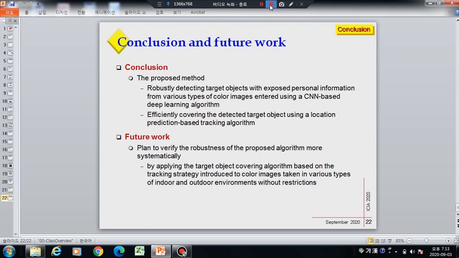In the future, I plan to verify the robustness of the proposed algorithm more systematically by applying the target object covering algorithm based on the tracking strategy introduced in this paper to color images taken in various types of indoor and outdoor environments without restrictions.